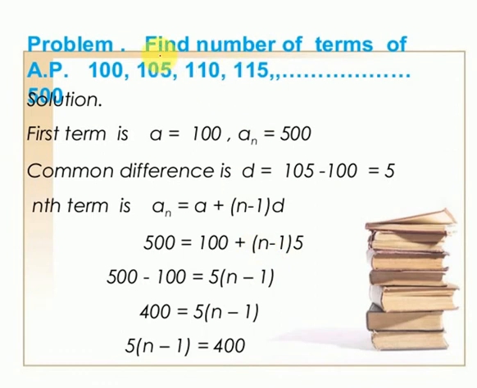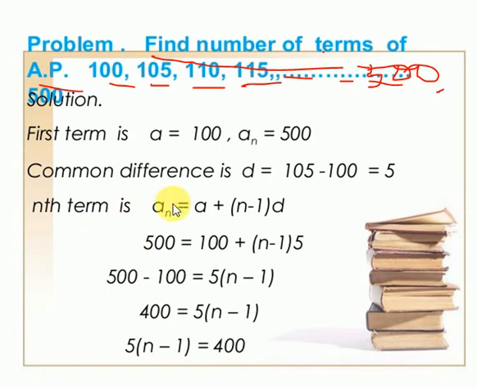Okay, now the problem. Find the number of terms of the AP 100, 105, 110, 115 and so on to 500. You have to find the number of terms. So how will you find the number of terms? Here is a simple formula that we know, that is an is equal to a plus n minus 1 d. Now here the first term is 100.